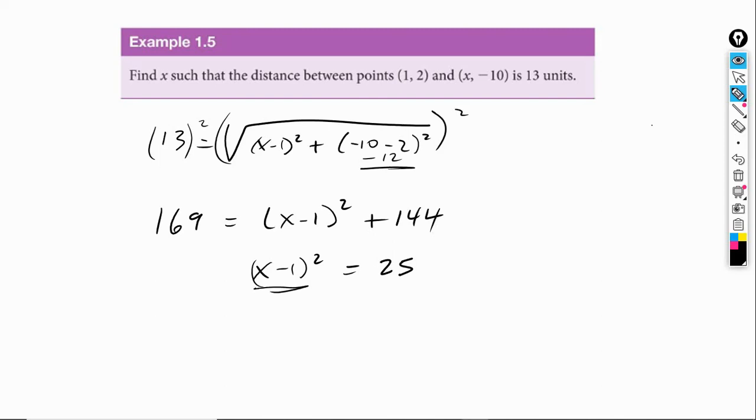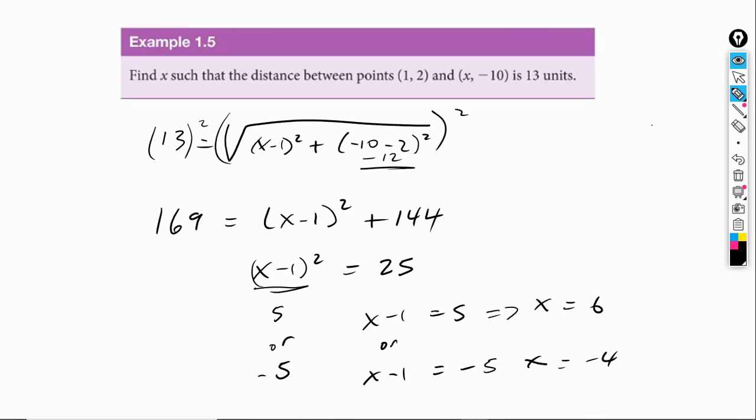So notice that this squared equals 25. That means that this is either 5 or negative 5. So x minus 1 is equal to 5, or x minus 1 is equal to negative 5. That means that x is equal to 6, or x is equal to negative 4. And those would be the two solutions.